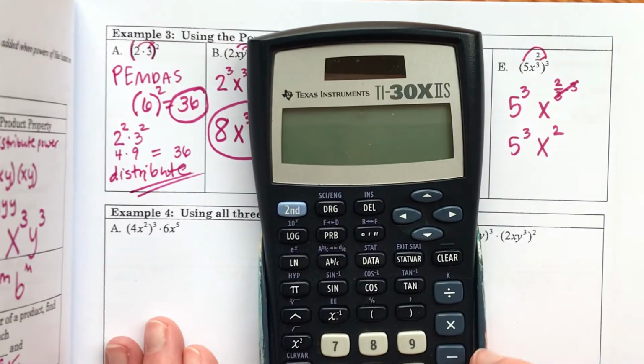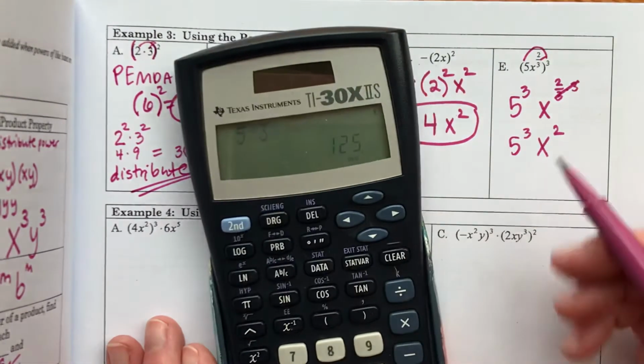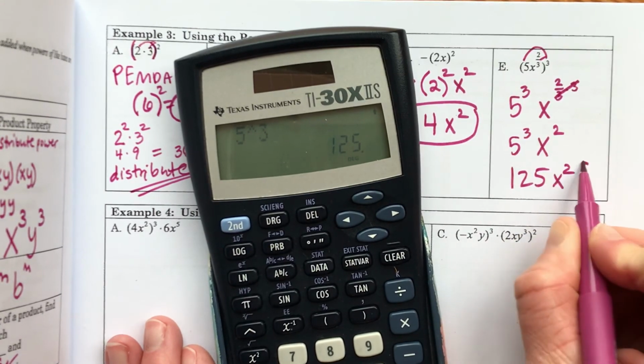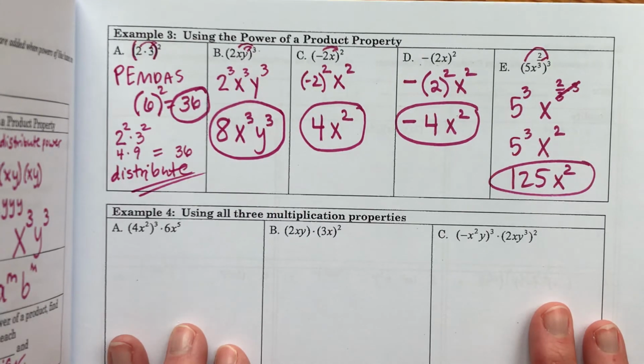And then 5 to the third power is 125, and x squared. And that is our power of a product rule.